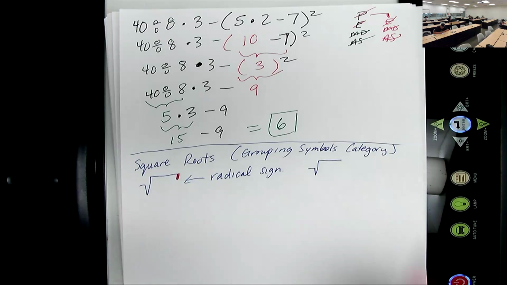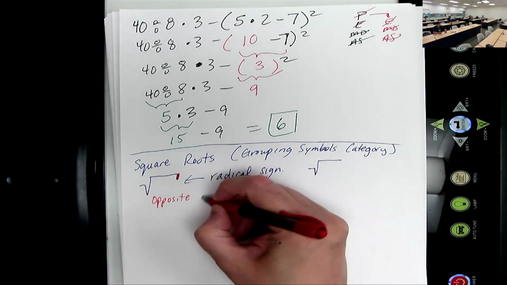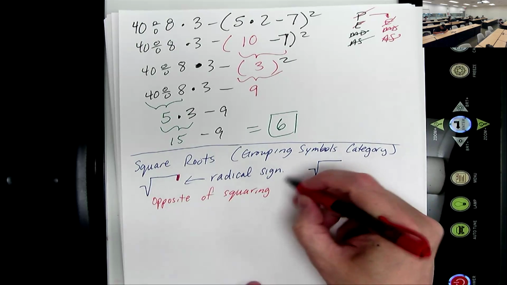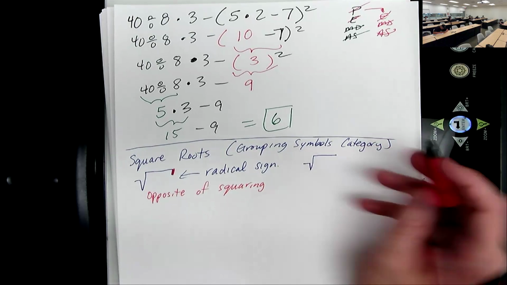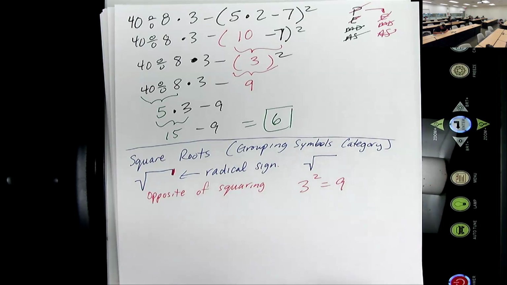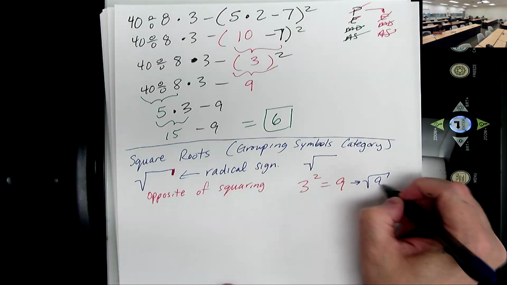This is the opposite of squaring, or it undoes squaring. So if we had 3 squared equals 9, we do the square root of 9 equals 3.